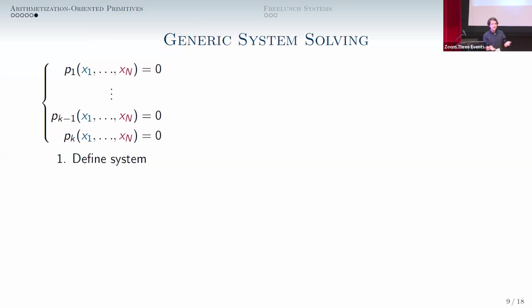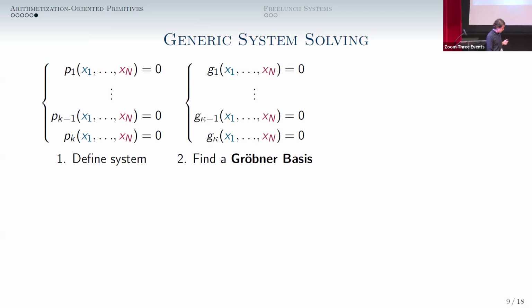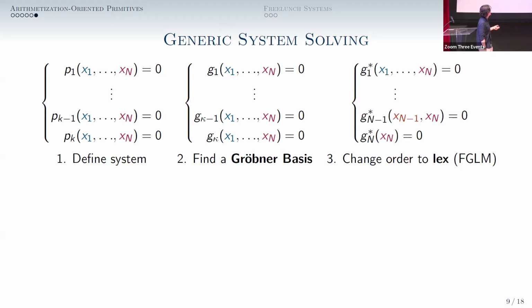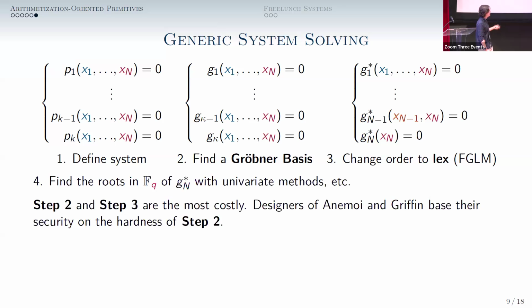Now, generically, this is what you do. First, you define the system, like we just did. Then you find a Gröbner basis for the system, for example using F4 or F5 generic algorithms. Then once you have a Gröbner basis, you will typically change its order to lexicographical order. So why do you do this? Because you know for a fact that if your system is not underdetermined and you have a Gröbner basis in lex order, one of the polynomials is going to be univariate. And this is a really nice thing to have because we know how to find the roots of univariate polynomials in finite fields very efficiently.